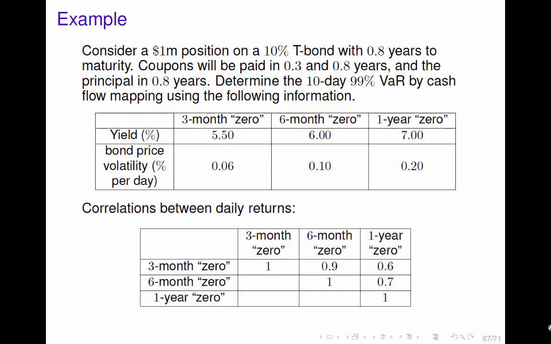Here's an example. Consider a $1 million position on a 10% Treasury bond with 0.8 years to maturity. Coupons will be paid in 0.3 and 0.8 years, and the principal is paid at the maturity. Determine the 10-day 99% VAR by cash flow mapping using the following information on 3 months, 6 months, and 1 year zeros. Note that the bond price volatilities are given in percentage per day, and also the correlations given are on daily returns.